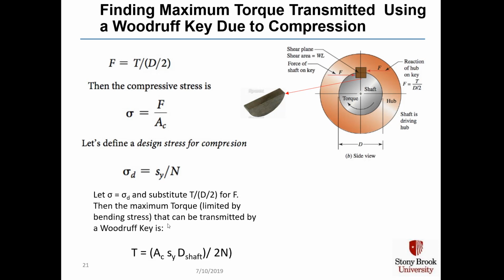The compressive stress is sigma equals the force F divided by the area A sub C. And we define a design stress for compression, sigma d equals Sy over n. We then let sigma equal sigma d, and we substitute T over d over 2 for our force F. Then the maximum torque, which is limited by compressive stress, that can be transmitted by a Woodruff key is torque T equals A sub C times S sub Y times the diameter of the shaft over 2 times the safety factor.